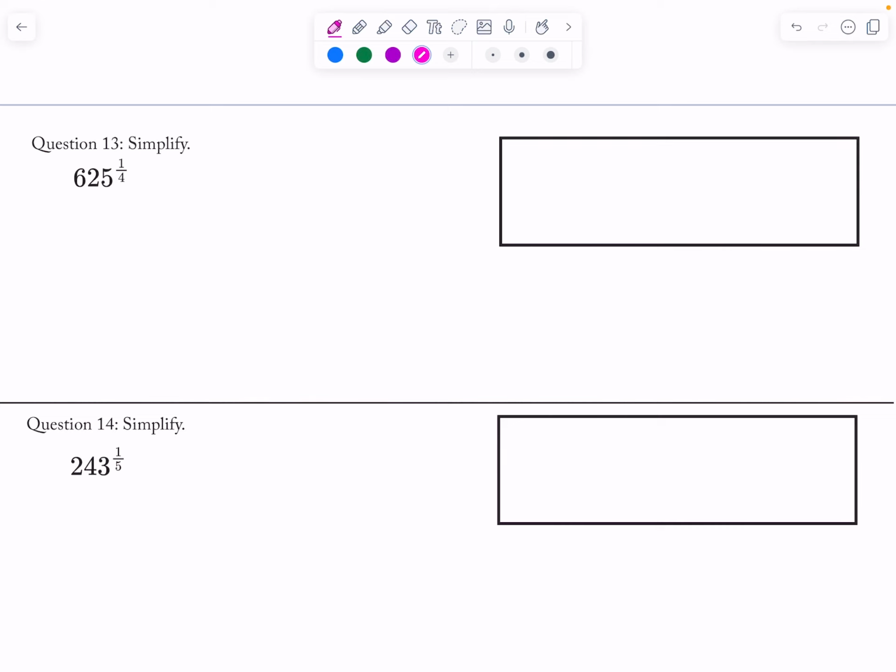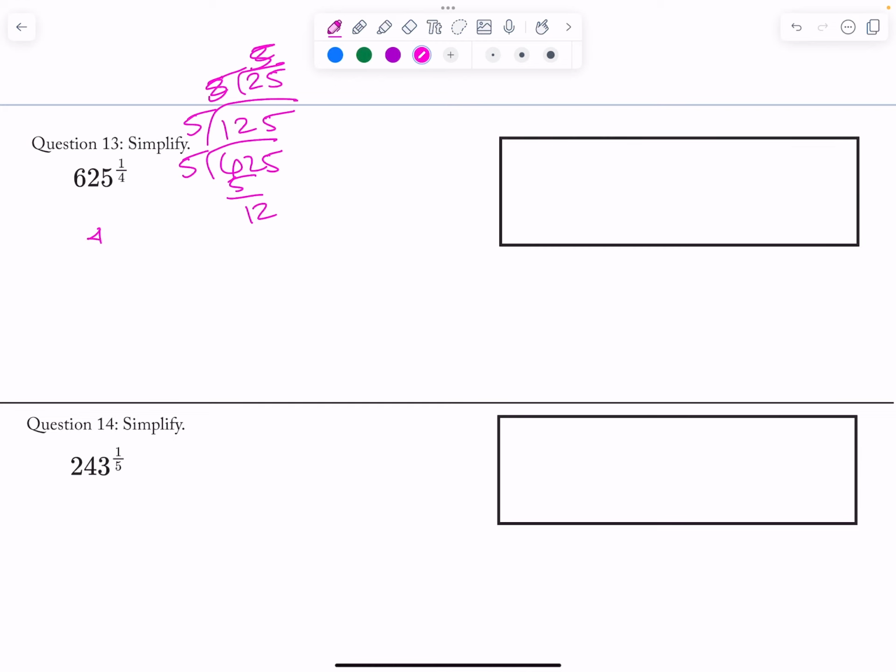Okay, so the 4th root of 625. 625 is divisible by 5. 1, 5, 1, 2, 2, 5. And then divisible by 5 again, and 25, and divisible by 5 again, and 5. I keep wanting to write it too. So the fourth root of 625 is 5. Okay. And then now let's look at the next one.